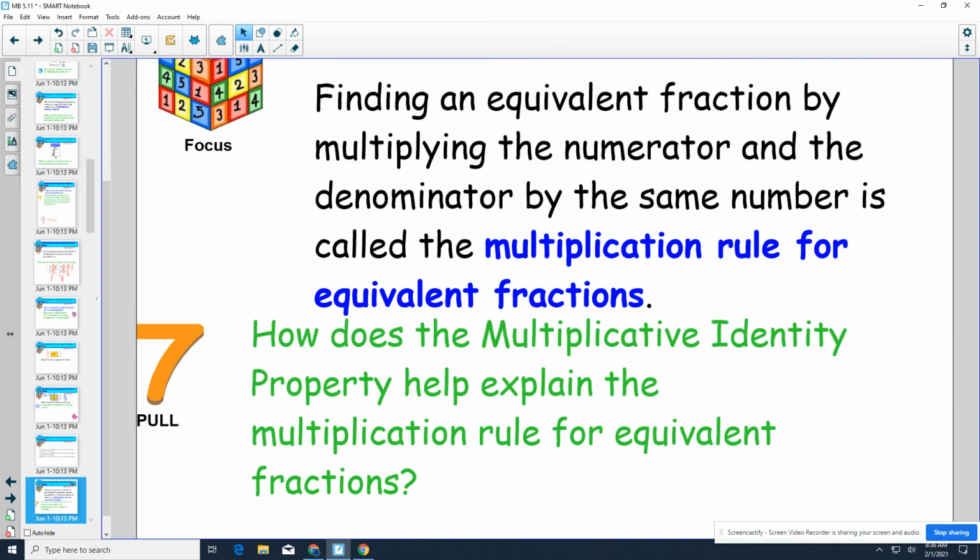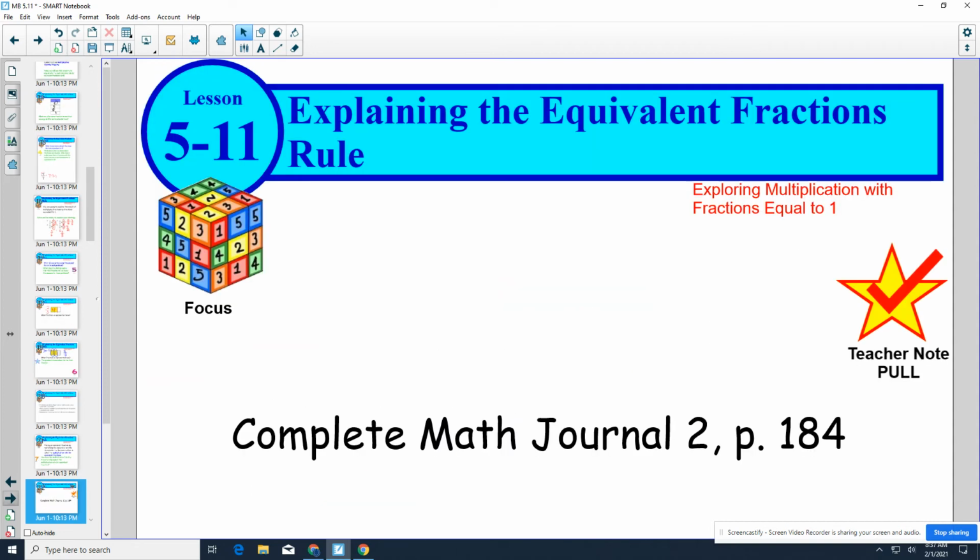So how does the multiplicative identity property help explain the multiplication rule for equivalent fractions? Think about that for a minute. When I multiply by 5/5 or 7/7, that's still a fraction equal to 1, right? So no matter what fraction, if the numerator and denominator are the same, it is equivalent to 1.